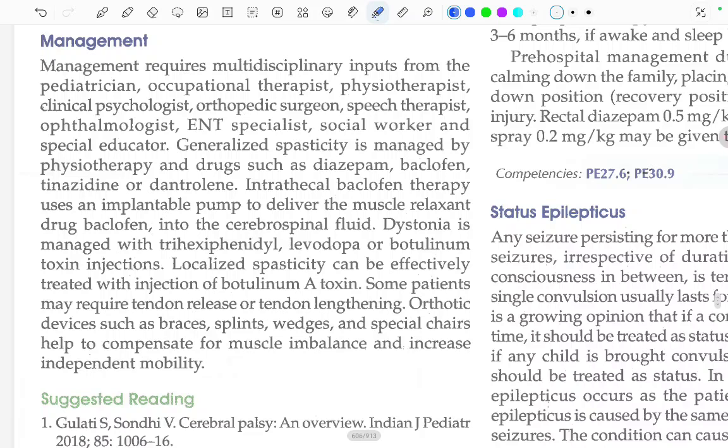Management requires multidisciplinary inputs from the pediatrician, occupational therapist, physiotherapist, clinical psychologist, orthopedic surgeon, speech therapist, ophthalmologist, ENT, social worker, and the special educator. Generalized spasticity is managed by physiotherapy and drugs such as diazepam, baclofen, tizanidine, or dantrolene. So these drugs can be used for generalized spasticity: diazepam, baclofen, tizanidine, dantrolene.